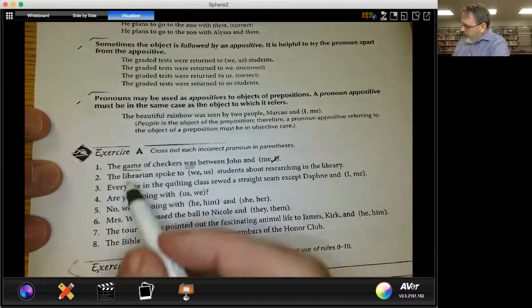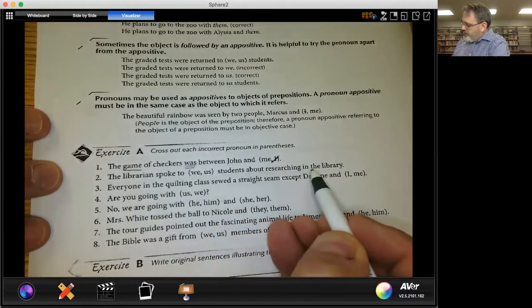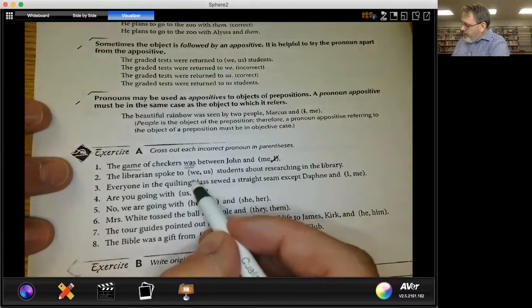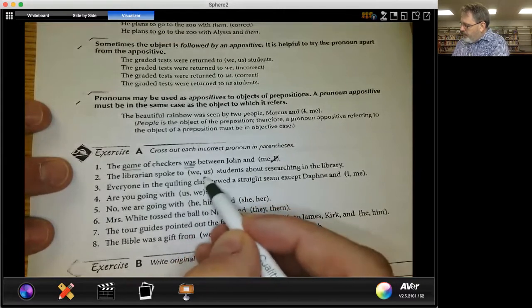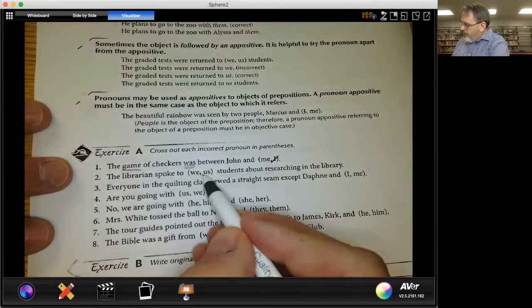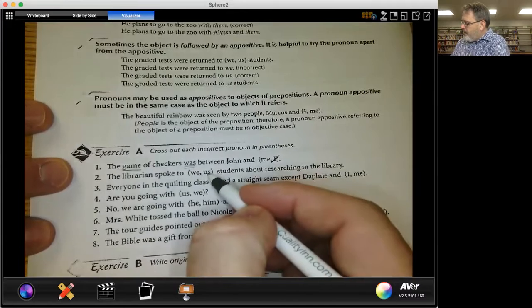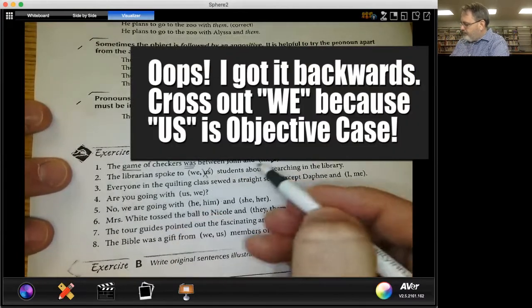Okay. The librarian spoke to we or us students about researching the library. Well, in this case, the pronoun is going to be the object of the preposition, to we or to us. And then students is going to be the appositive, isn't it? Well, which one of those is objective case? Look at the list that you wrote down. We, you, they, right? So get rid of us.